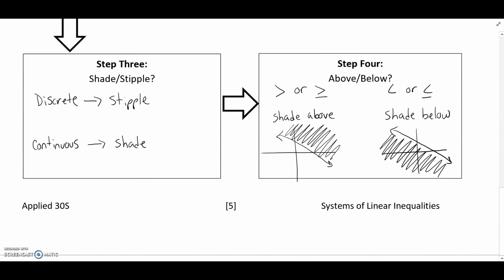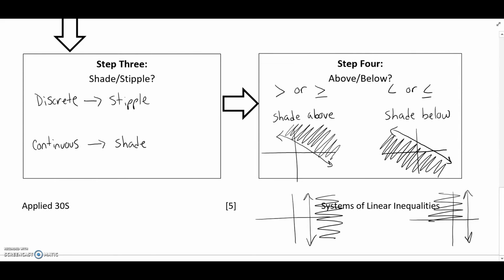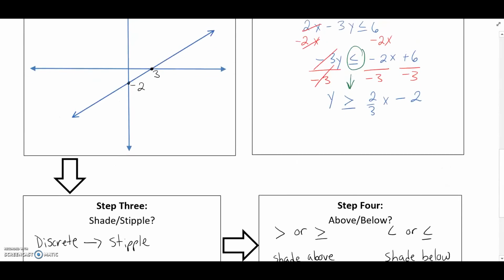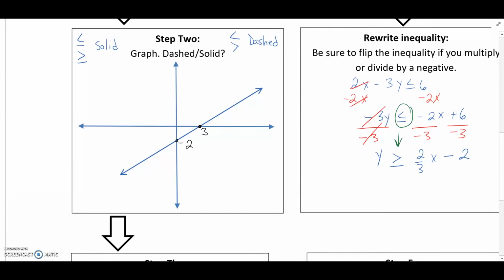If you want to include the vertical line example, if it was a line here, shade above would look like that. That same vertical line, shade below would look like that. Okay, so if we look at our question here, we've got a greater than or equal to. So in this case, we will be shading. I'm going to change colors here. We will be shading above.